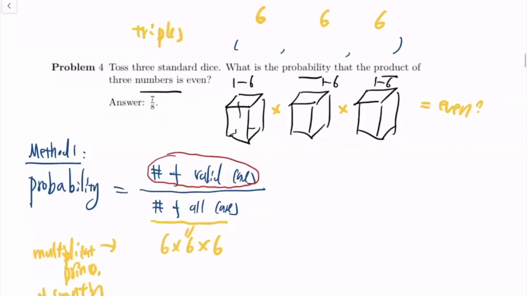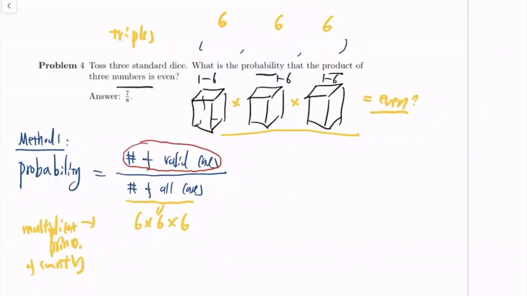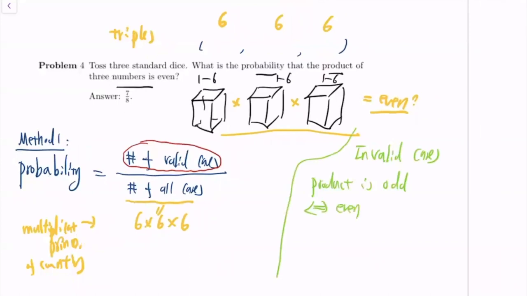Now let's figure out the number of valid cases. For this problem, it's more convenient to find the number of invalid cases. In order for the product to be even, at least one of them has to be even. But if you consider the opposite case, all of them have to be odd. So the invalid cases mean the product is odd, which means every number is odd.